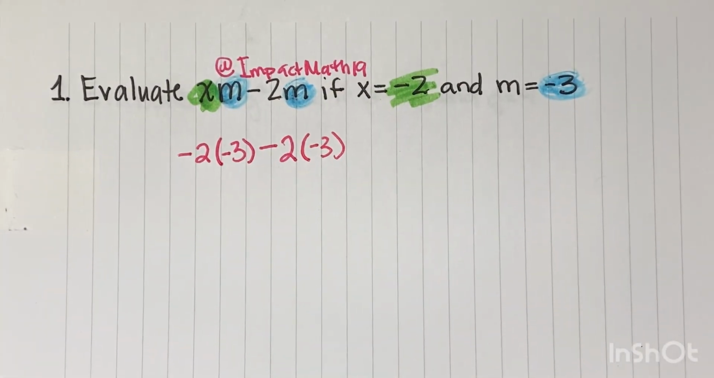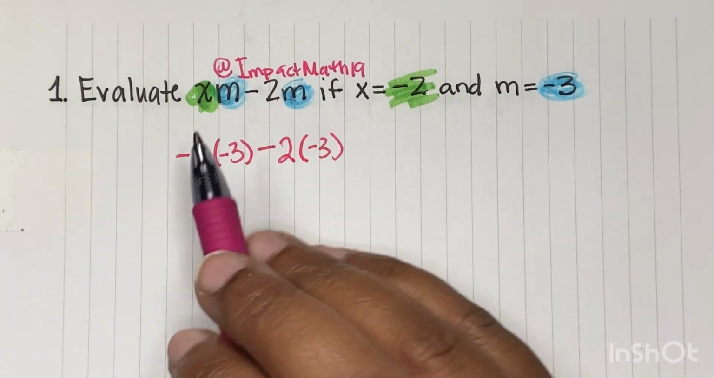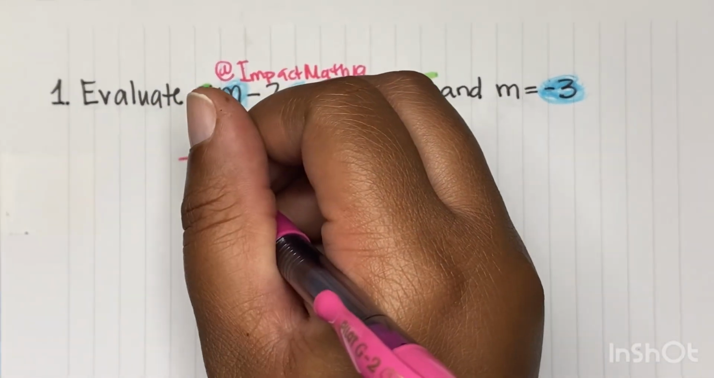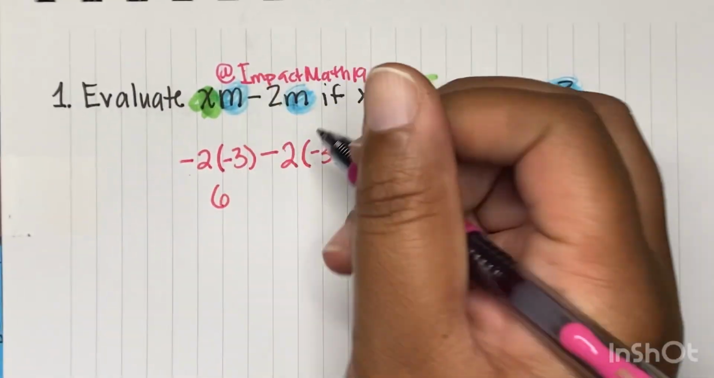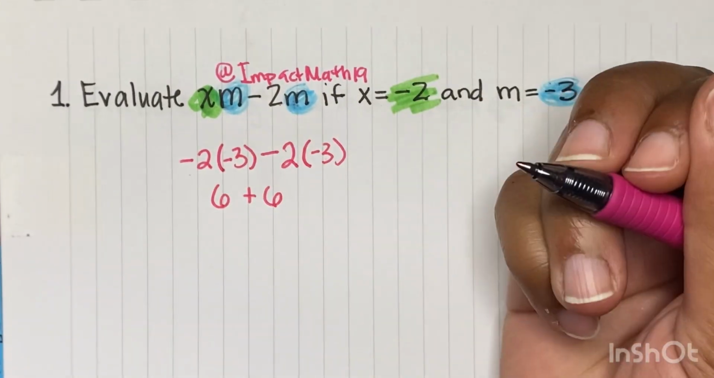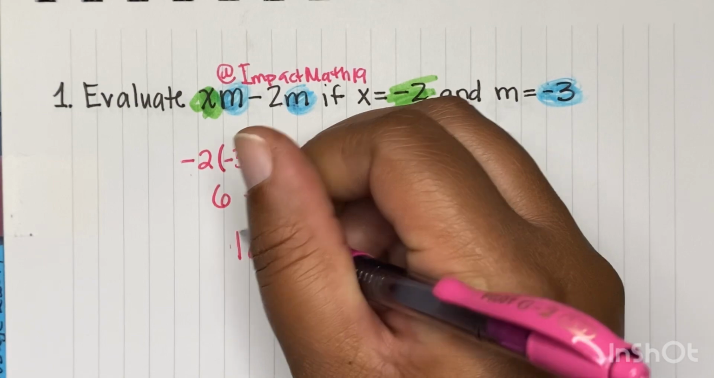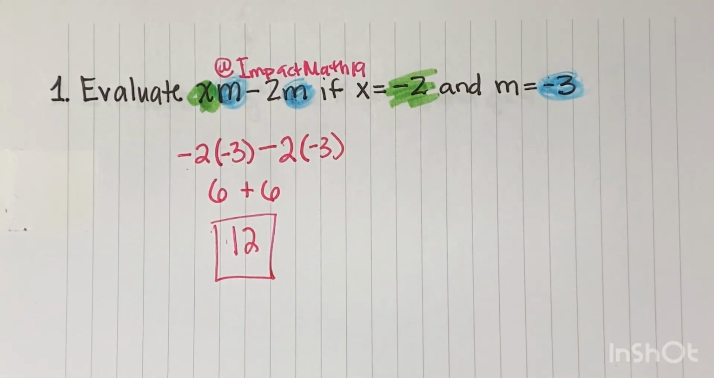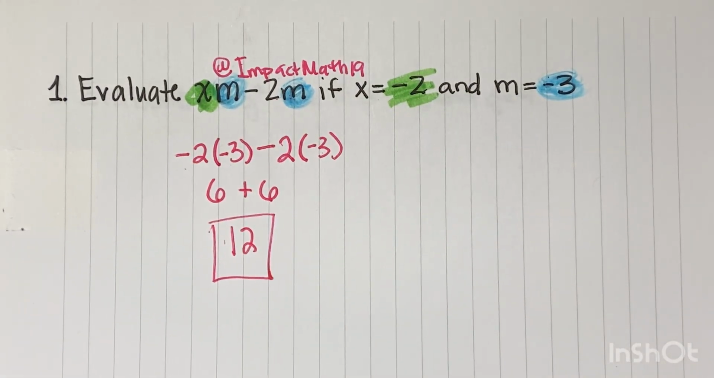So now this becomes an order of operations problem. -2 times -3 is a +6. And then -2 times -3 is a +6. So 6 plus 6 is 12. And that is our beautiful answer. All right, let's do another one.